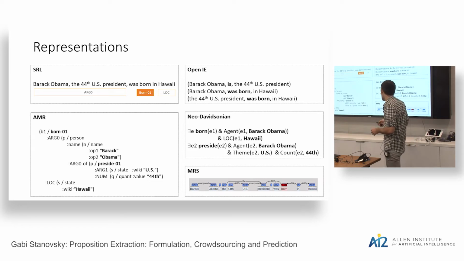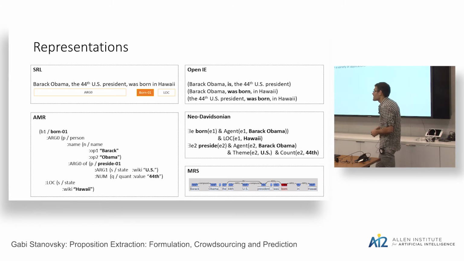But as opposed to AMR, it has a mapping to the specific words in the sentence. So you know that Barack Obama is the specific entity, as opposed to here, you have no connection to the specific words in the sentence. And even in AMR, you can have some more abstract concepts coming up that are not available in the sentence.